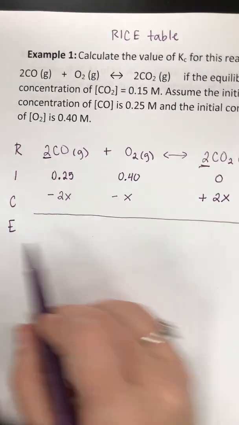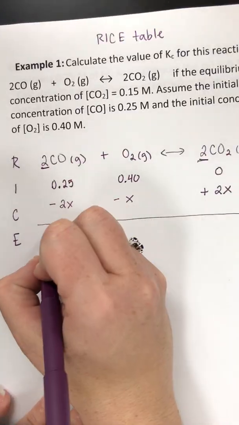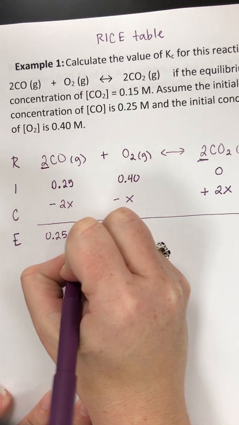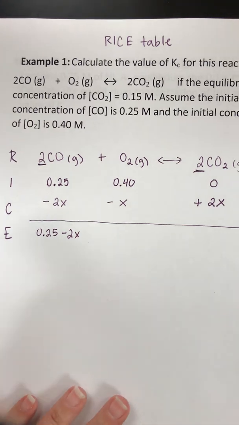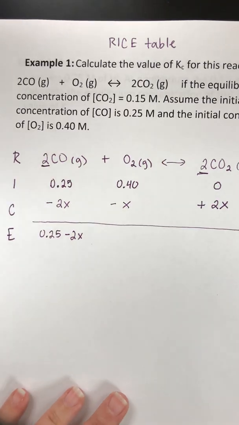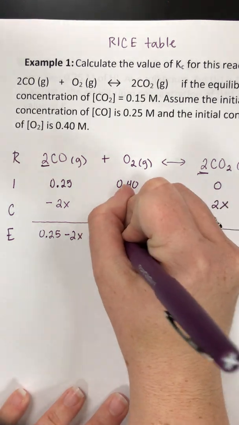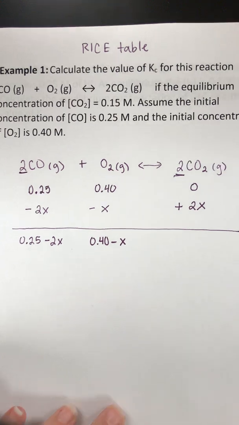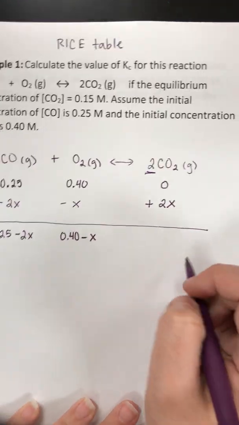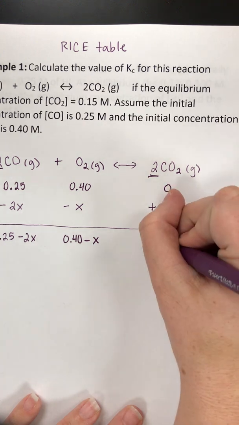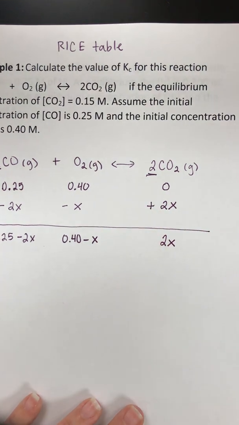So now when I write my equilibrium, this is what I know. I know it's 0.25 minus 2x. That's what I know that equilibrium concentration is equal to. This equilibrium concentration is equal to 0.40 minus x. Okay? This equilibrium concentration is just equal to 0 plus 2x, which is 2x.